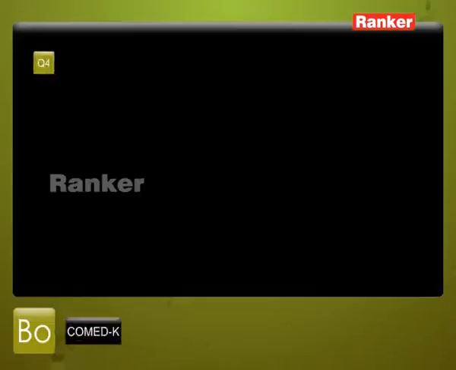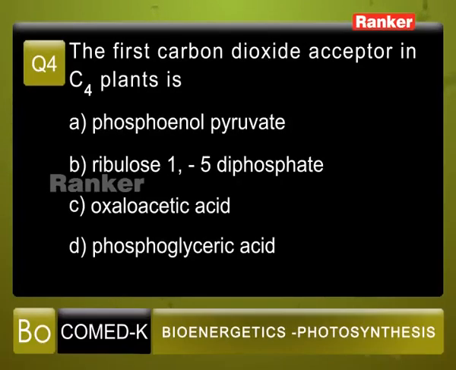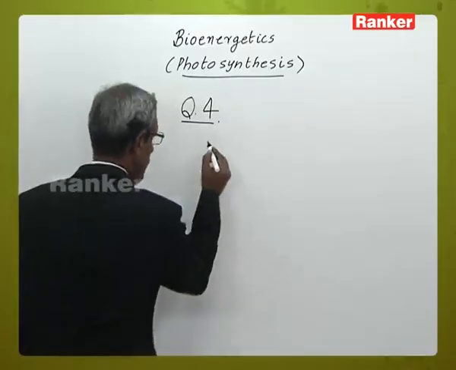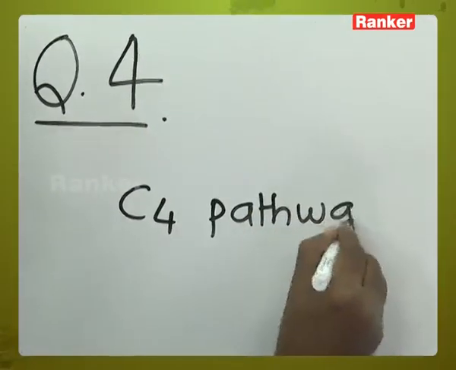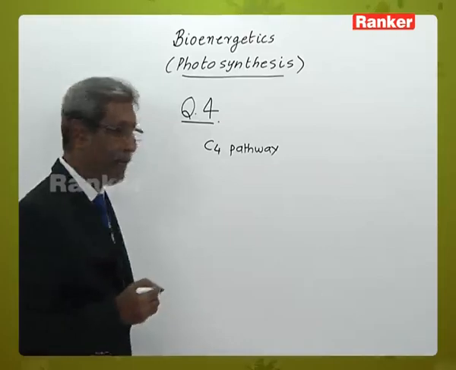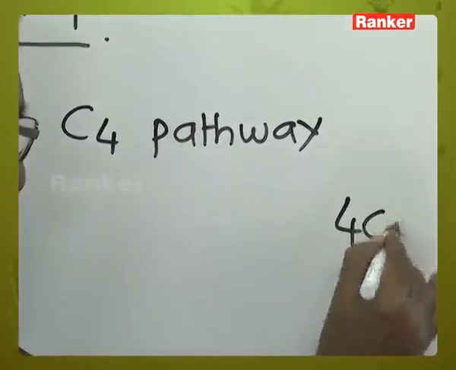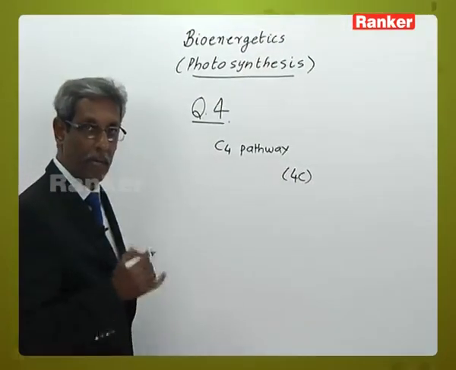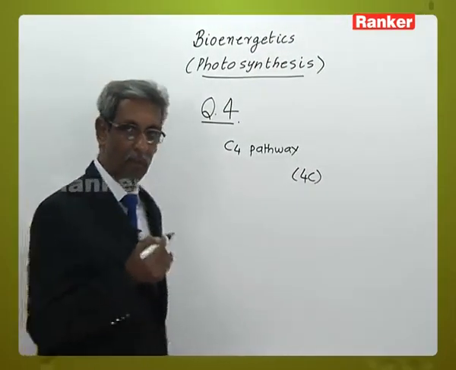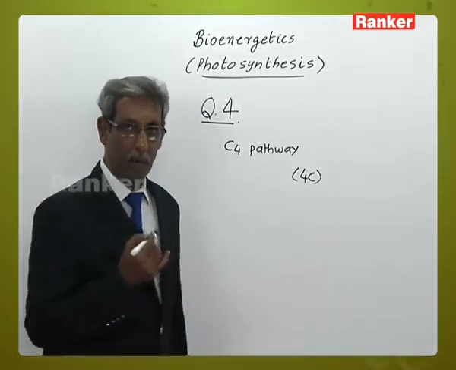Question number 4. The first carbon dioxide acceptor in C4 plants is A. Phosphoenol pyruvate, B. Ribulose 1,5-diphosphate, C. Oxaloacetic acid, D. Phosphoglyceric acid. When you take the C4 pathway, there is the formation of 4 carbon compounds. The most important 4 carbon compounds are formed in the C4 pathway, the pathway of photosynthesis of highly efficient plants, which are tropical plants.